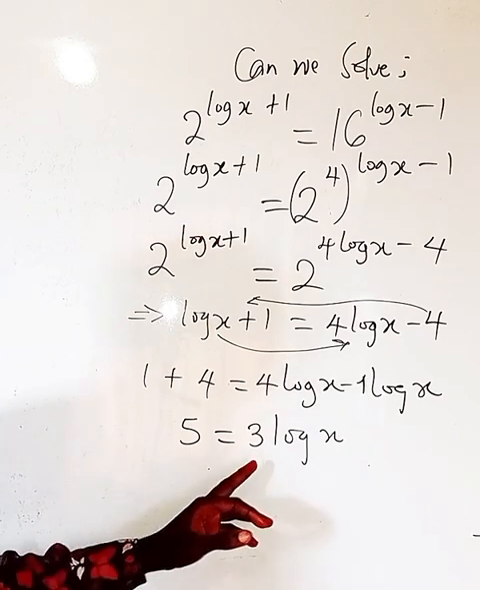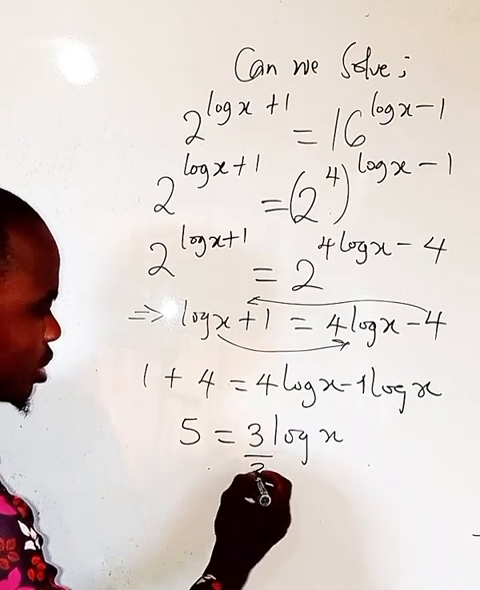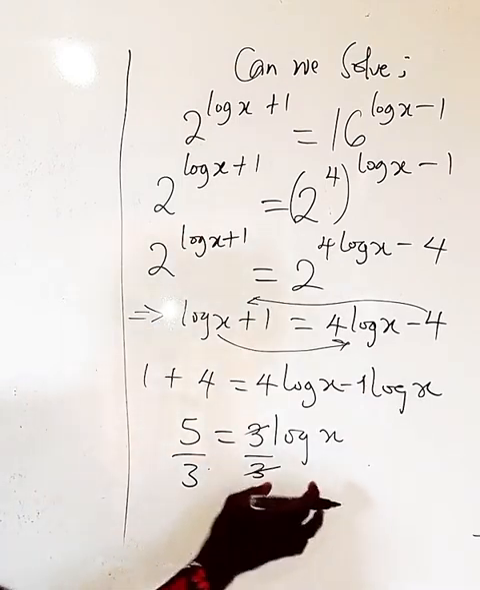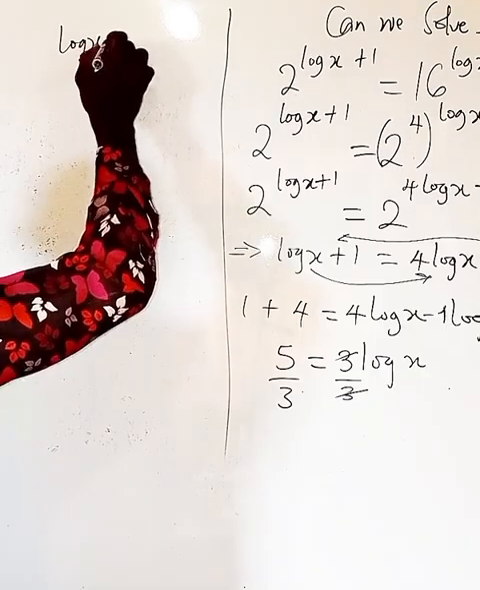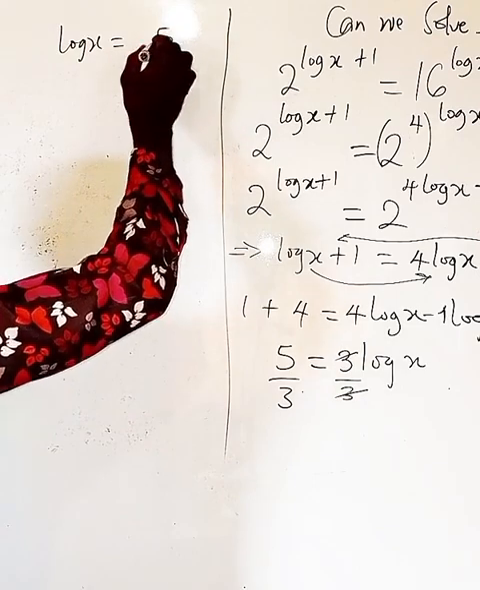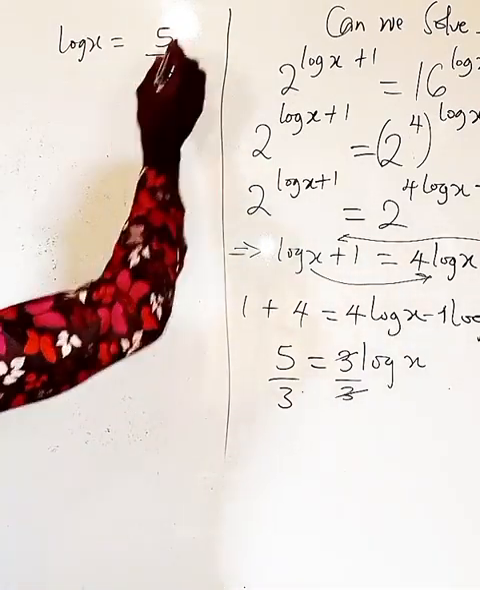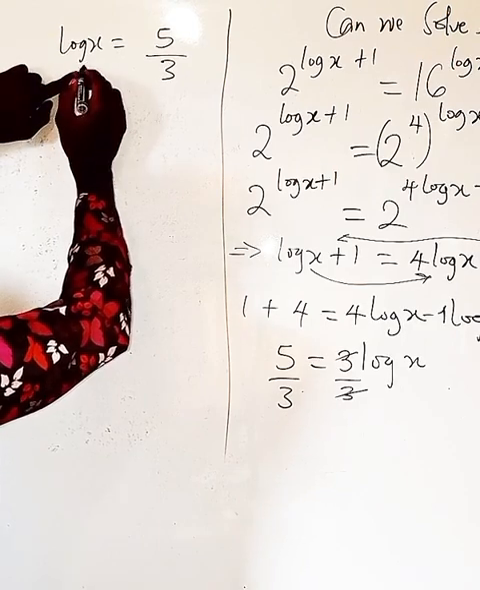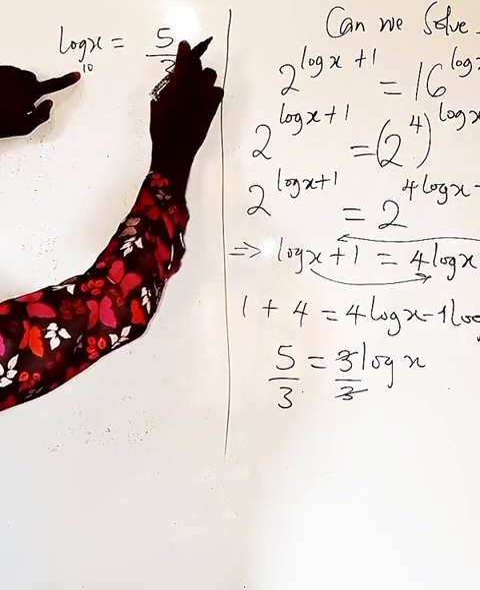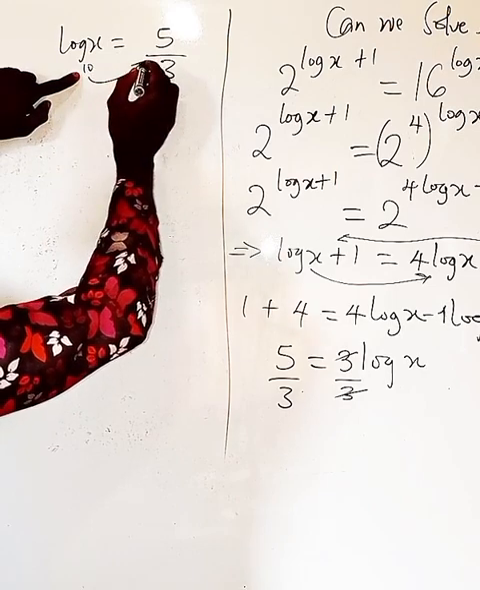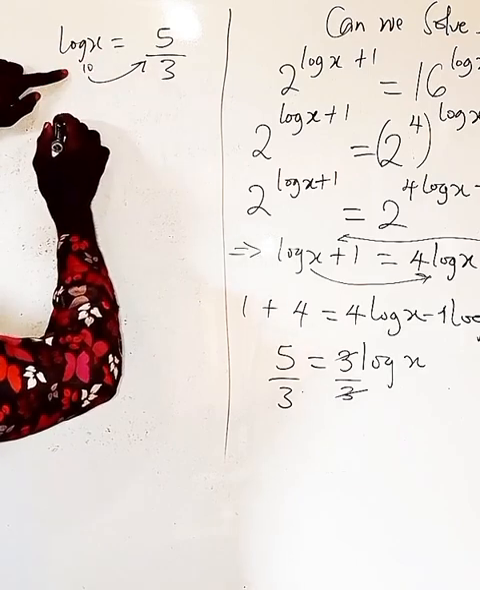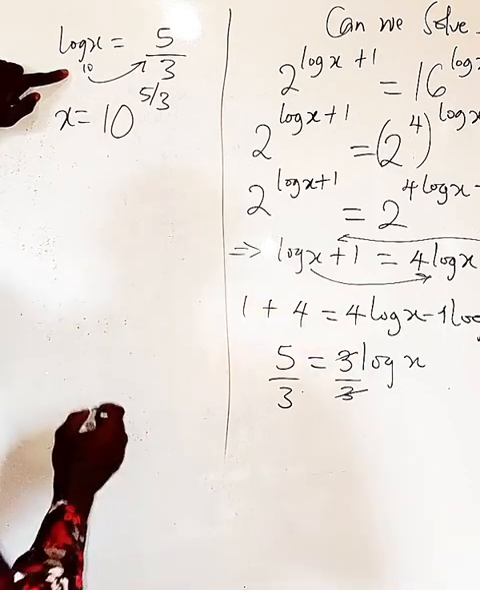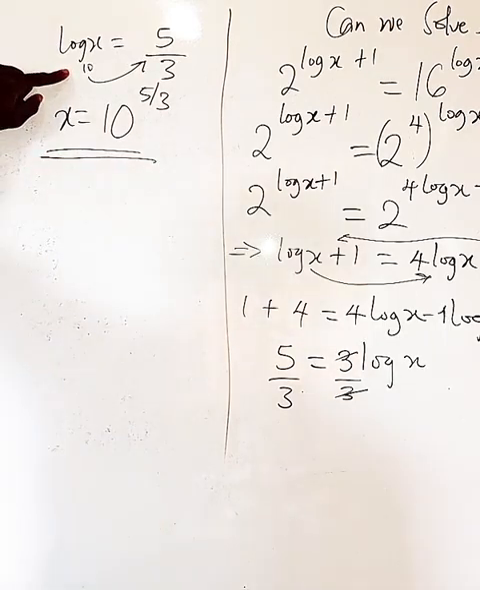The next thing we're going to do here is that I will divide both sides by 3. This will cancel this. If I do that, what do you think will happen? We're going to have log x equals 5 over 3. Now, if log x is 5 over 3, you know that this is base 10 here. So if you want to take this to exponential form, 10 will have to be raised to this to give x. So x is now going to be 10 raised to the power 5 over 3. So this is the solution to the problem.